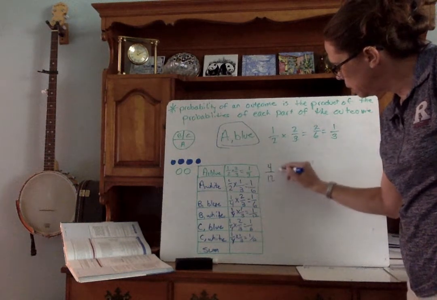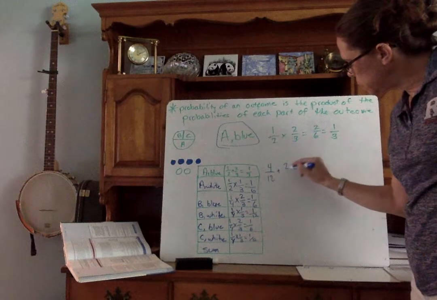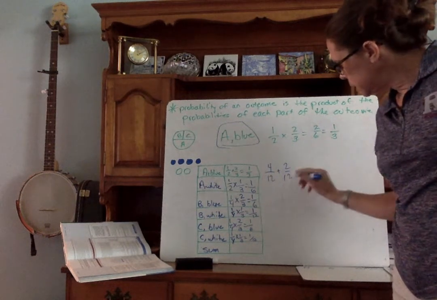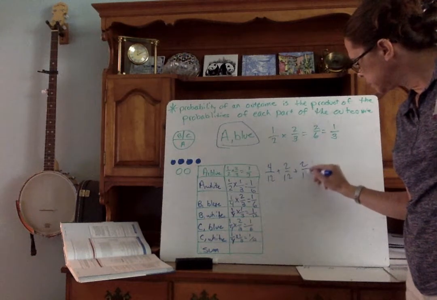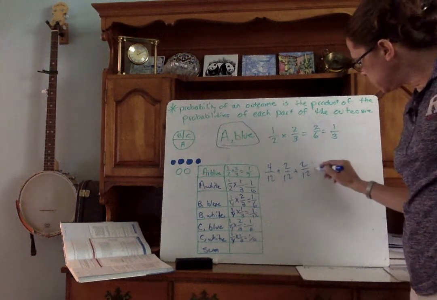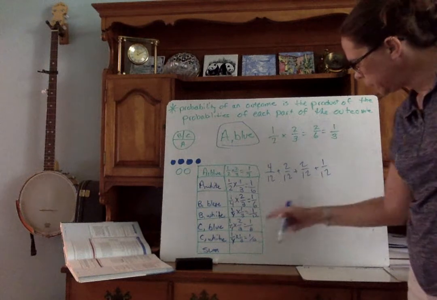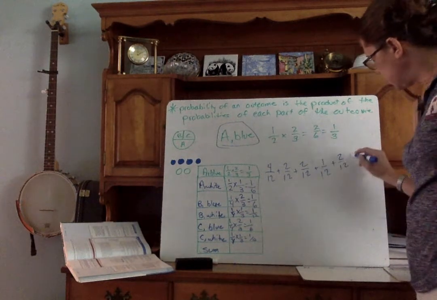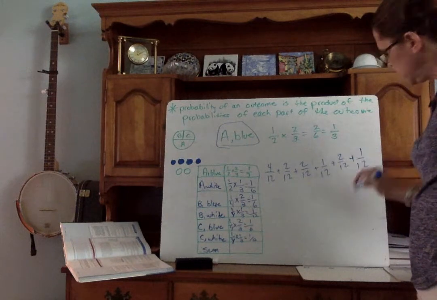4/12. 1/6 is 2/12. 1/6 is 2/12. 1/12 is 1/12. It's already a 12th, right? 1/6 is 2/12. 1/12 is 1/12. Let's add them all up.